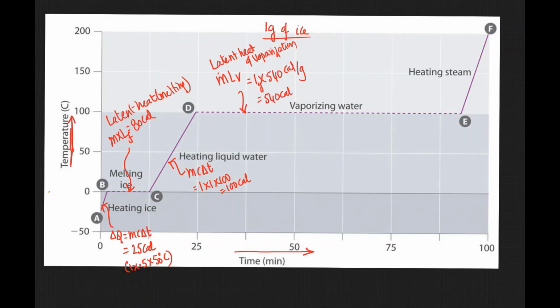Now it's important to understand this word latent means, in Latin it means hidden. Now why do we call it the hidden heat? Because obviously we don't see any rise in temperature between D and E. So this is kind of a hidden heat, and that is why the word latent heat. And the same thing happens between ice at 0 and water at 0. There's no change in temperature, so that's why we call it hidden. All right, so with this graph, we call this the heating curve of water.